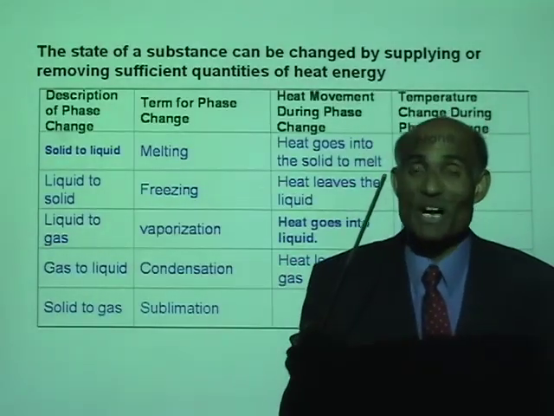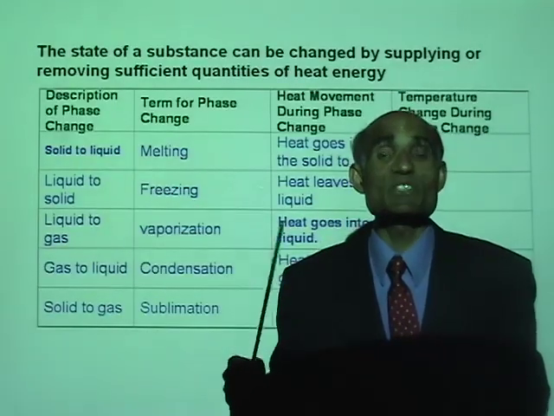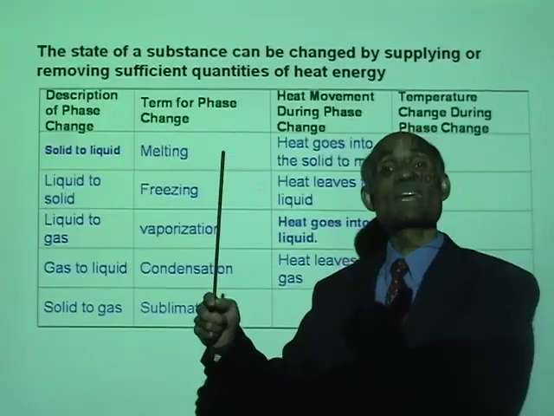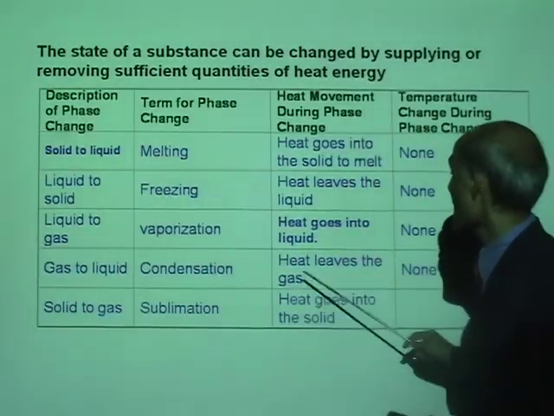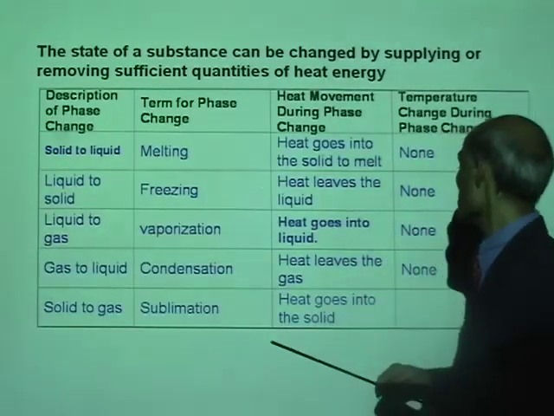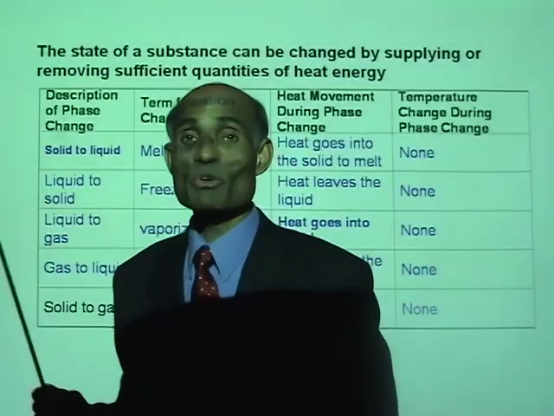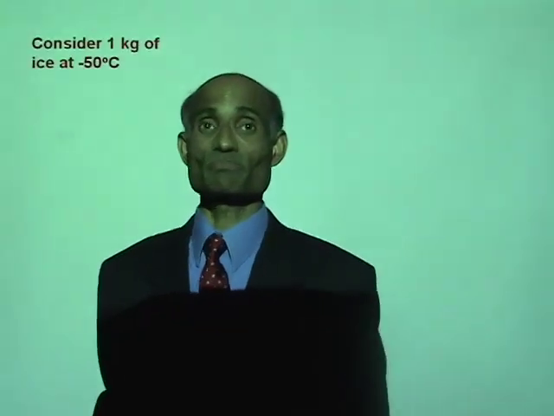Well, carbon dioxide, have you seen dry ice? What you call dry ice is frozen carbon dioxide. It doesn't go through the liquid state. It can be frozen directly to a solid. Now, heat goes into the solid during sublimation, and there is no temperature change. During a phase change, there is no temperature change.